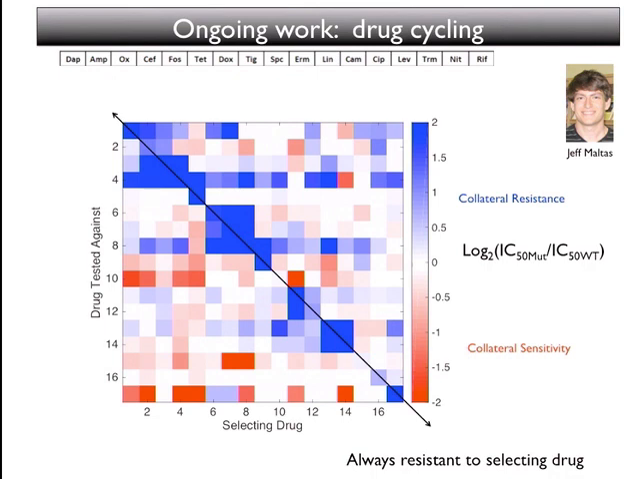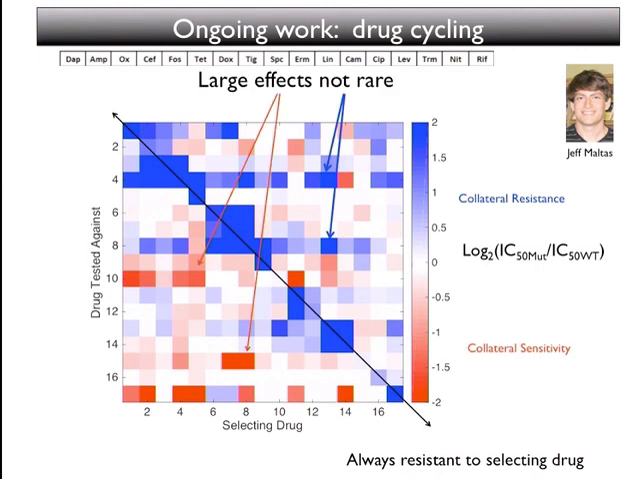You do see some different levels of resistance. Another thing, though, that I want to point out is that the large collateral effects are not particularly rare. Right? This goes to a factor of 2 on a log scale, so this is a factor of 4 change in the IC50 of the drug. So these are relatively big effects, and there's a lot of them. I pointed out some red ones and some blue ones.